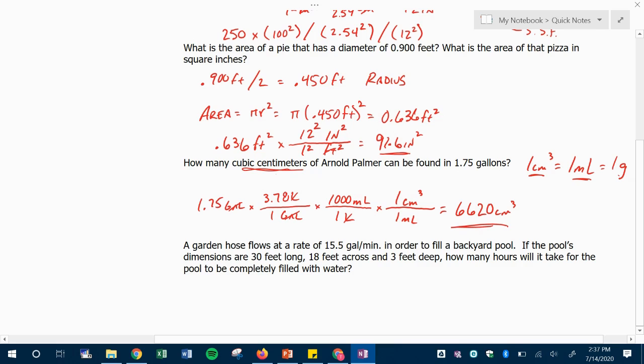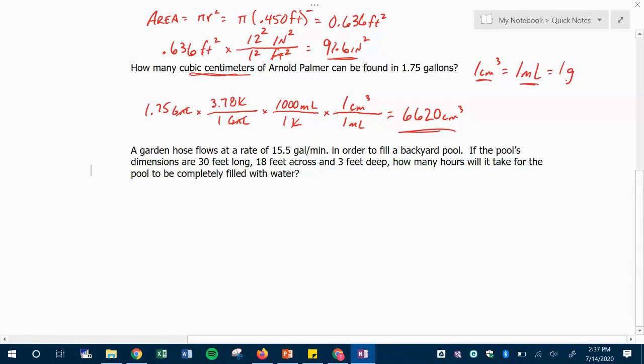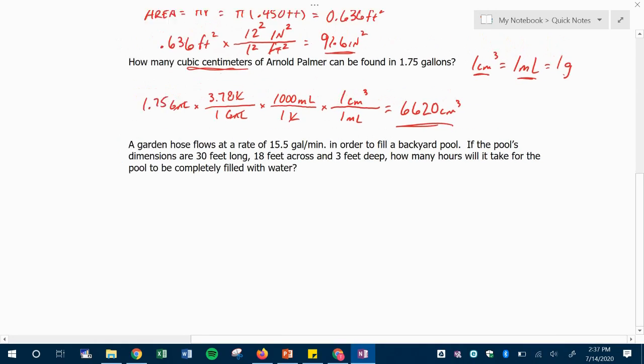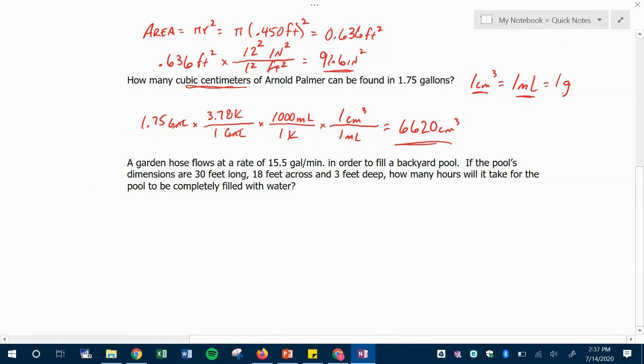All right, and now let's do one last one, a tricky one, just because it's not directly converting units, and we have to use the information in the question. It says, a garden hose flows at a rate of 15.5 gallons per minute in order to fill a backyard pool. If the pool's dimensions are 30 feet long, 15 feet across, and 3 feet deep, how many hours will it take for the pool to be completely filled with water?